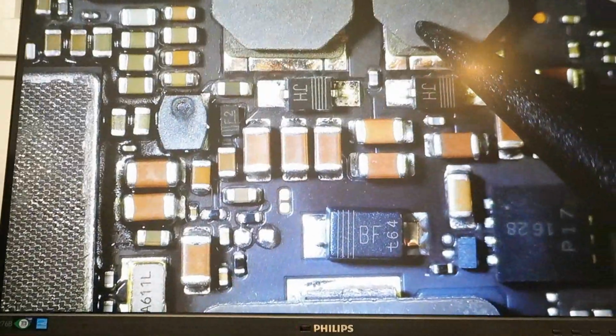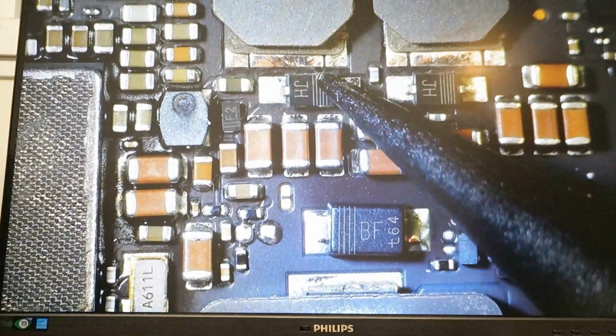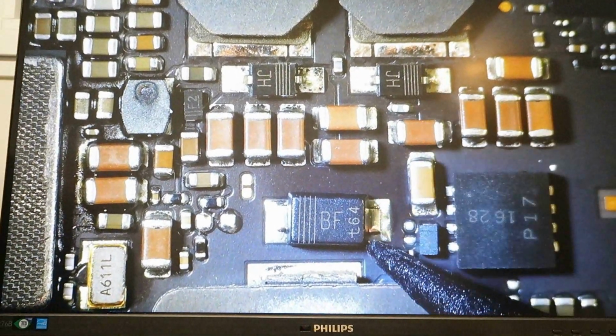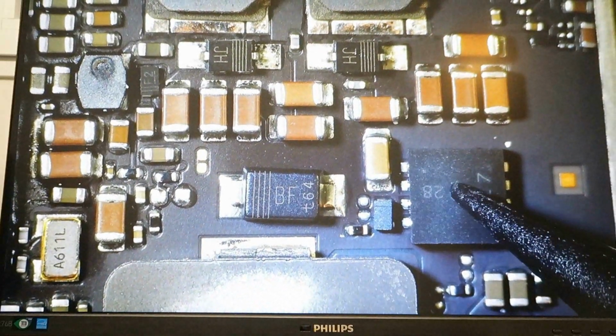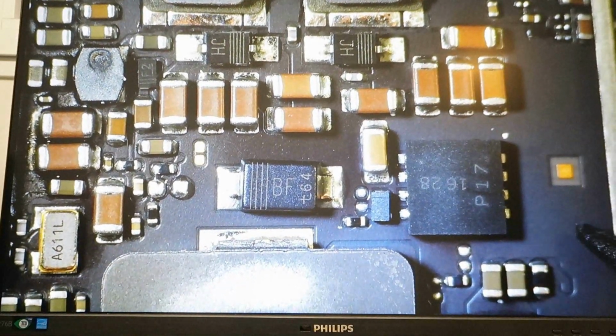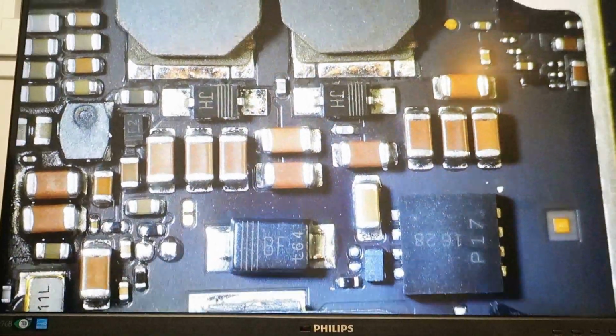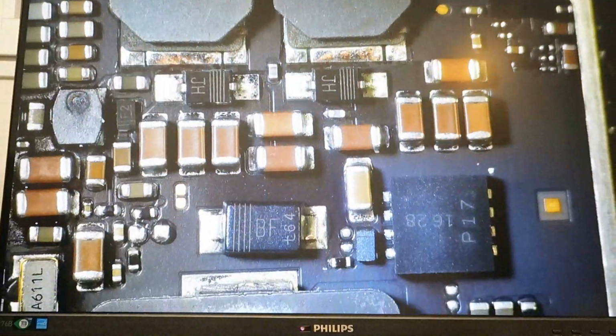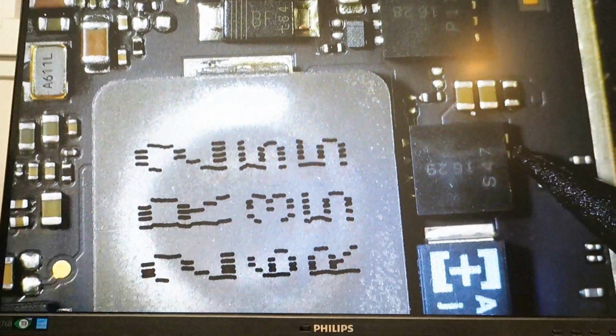A few more power coils, and this is probably diodes. Yeah, it looks like a diode. This looks like a MOSFET, but I'm not sure because I need to disassemble to know if this is a MOSFET. A MOSFET has 3 pins: drain, source and gate.